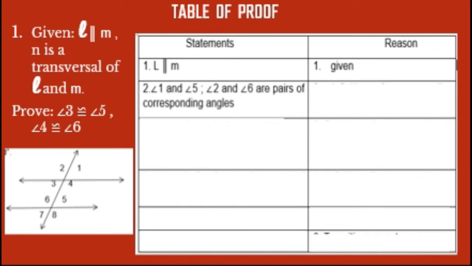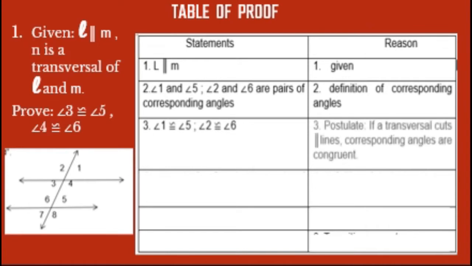So for statement number 2, angle 1 and angle 5, angle 2 and angle 6 are pairs of corresponding angles. The reason is definition of corresponding angles. And we all know that corresponding angles are always congruent. So based on statement number 2, we have angle 1 is congruent to angle 5, angle 2 is congruent to angle 6. The reason is postulate: if a transversal cuts parallel lines, corresponding angles are congruent. Now let's proceed to our second plan.